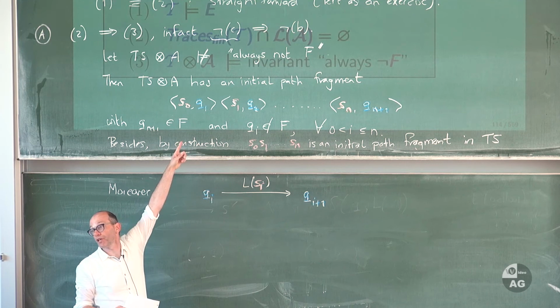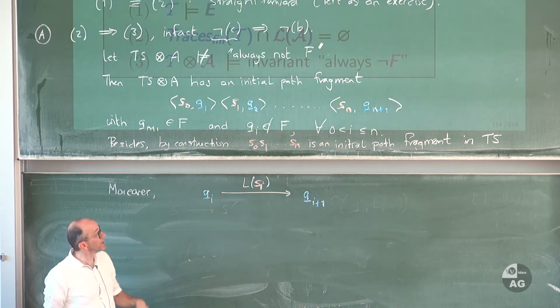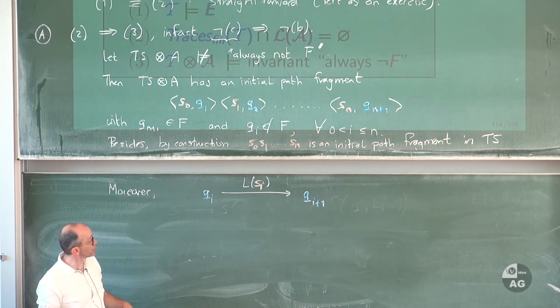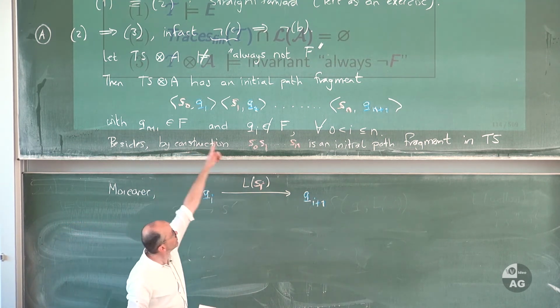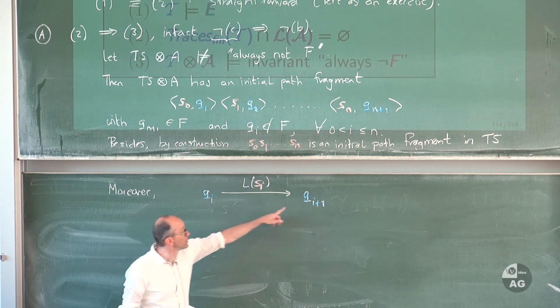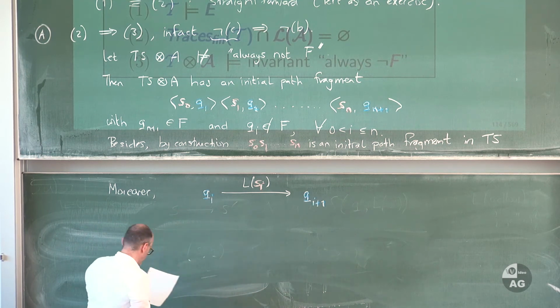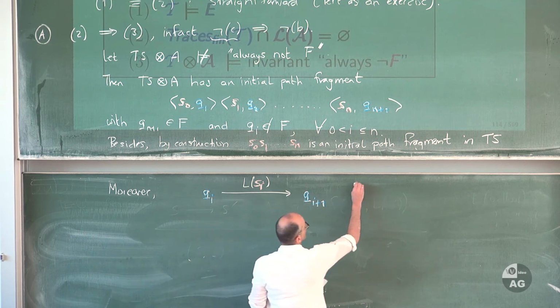Synchronous really means, by definition, that the yellow word is really an initial path fragment of the transition system. And if I take the blue sequence, this is a run, and actually an accepting run of my automaton. So that means there needs to be transitions of this form in my automaton, otherwise this would not be a run. And this means for all i.